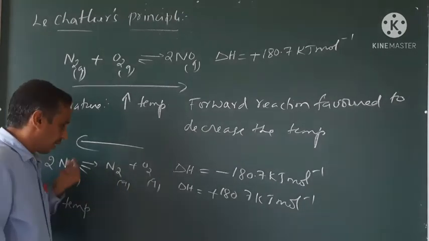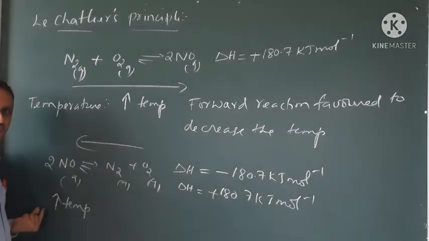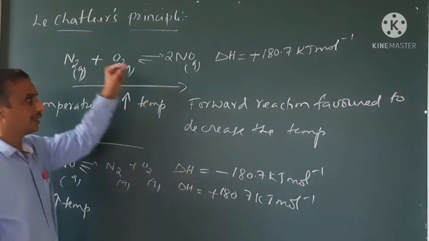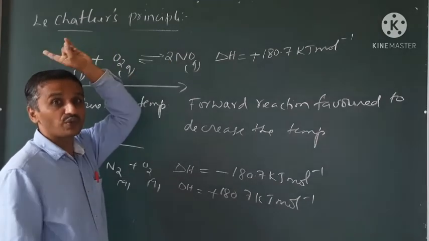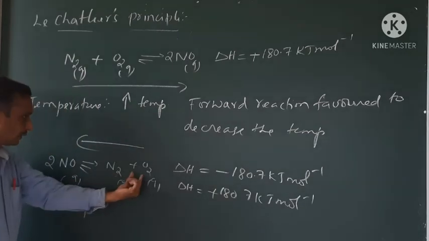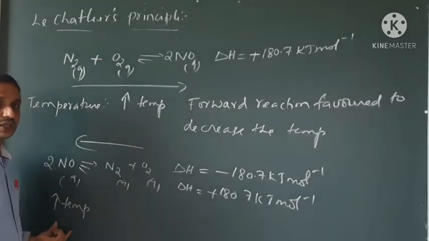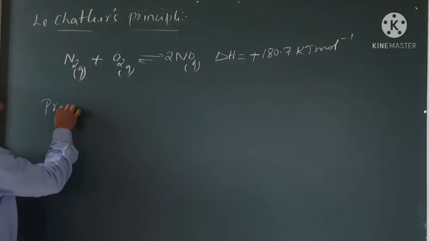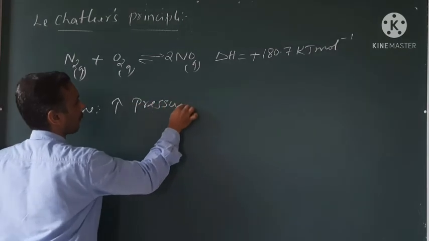Means when I increase the temperature, N2 plus O2 giving 2NO is favored rather than 2NO giving N2 plus O2. As the temperature increases, N2 plus O2 giving 2NO is favored. Forward is not favored, backward reaction is favored. And the pressure constraint: that is, I increase the pressure.